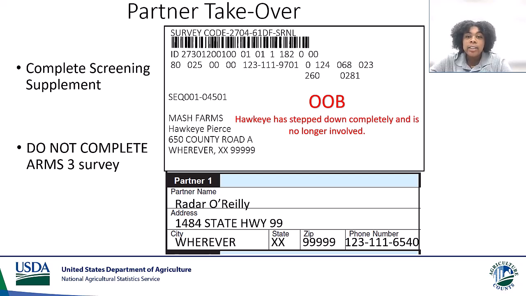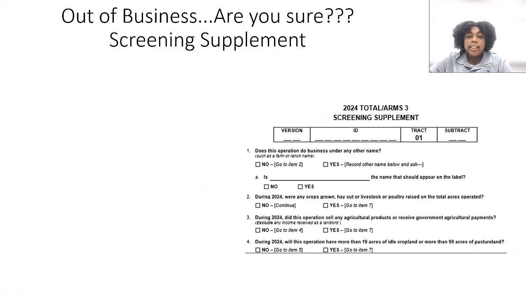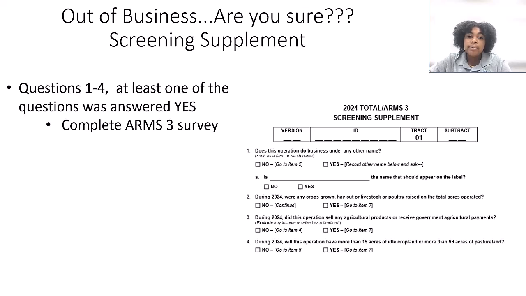Please write clear notes on the completed form, either on paper or in CAPI, and specifically which part of the year the partner took over the operation. If the target states that they are out of business, complete the screening supplement to ensure that zero agriculture activity was conducted by this target during the reference survey year. The screening supplement will step you through a series of yes or no questions. The yes or no questions will help you to prompt for any agriculture activity. If the target responds with a yes to any of the questions 1 through 4, by NASS definition, this operation is not out of business.